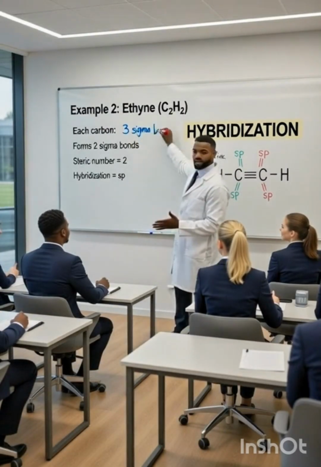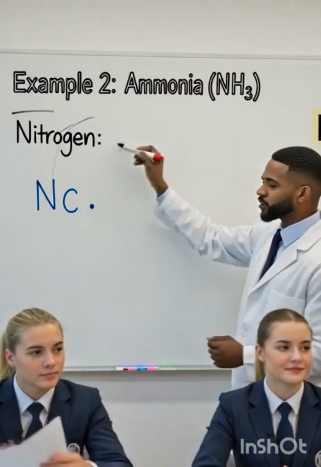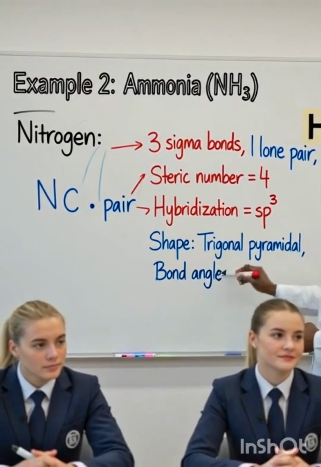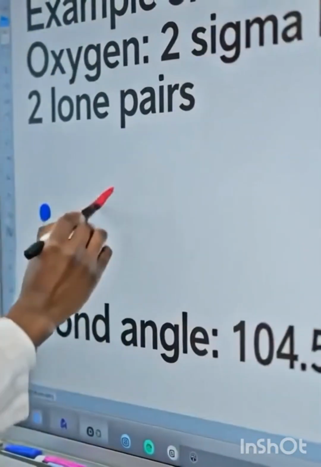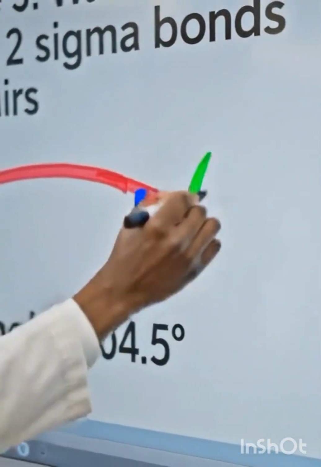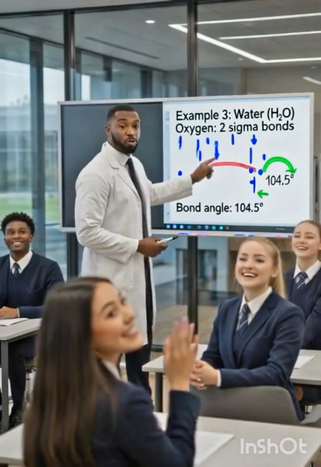Now, let's move to our next example, ammonia. Nitrogen has 3 sigma bonds and 1 lone pair. This gives it sp3 hybridization and a trigonal pyramidal shape. For water, oxygen has 2 sigma bonds and 2 lone pairs. This gives it sp3 hybridization and a bent shape with a 104.5-degree bond angle.